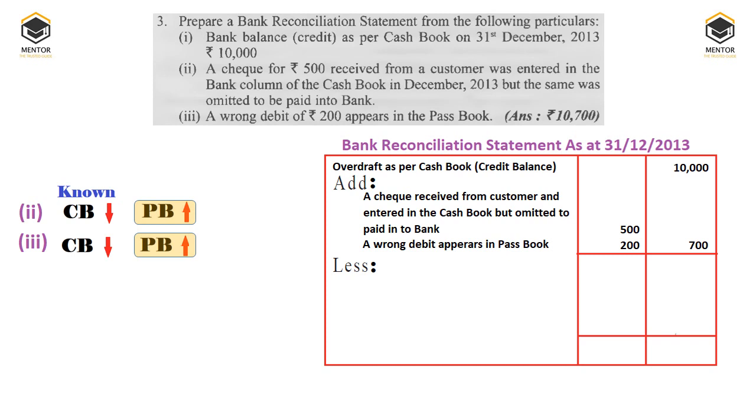We don't have any other transaction. Therefore, add 700 will be written. Add this, 10,700. Less items we don't have. Then ultimately our answer is 10,700. This is called overdraft as per passbook.